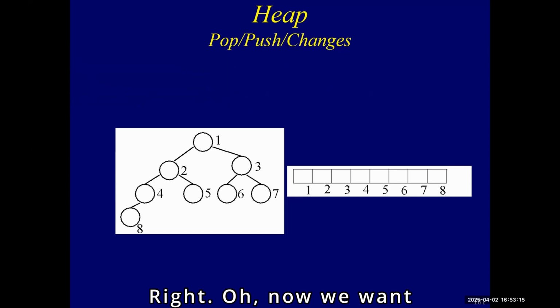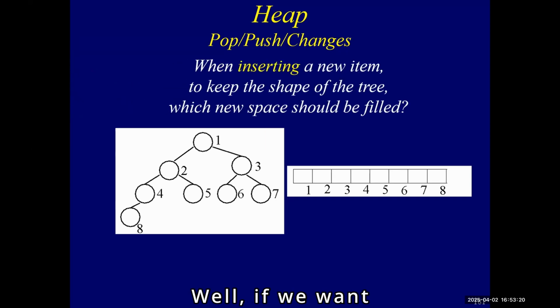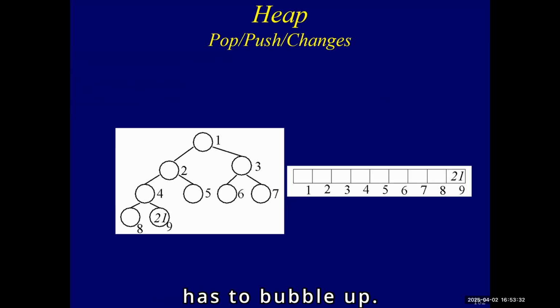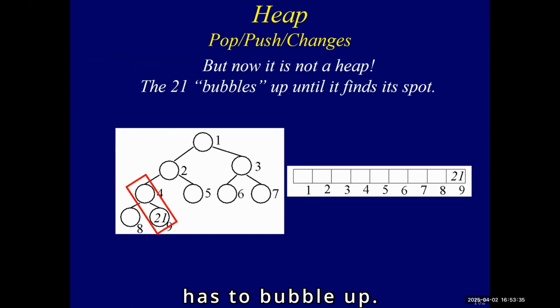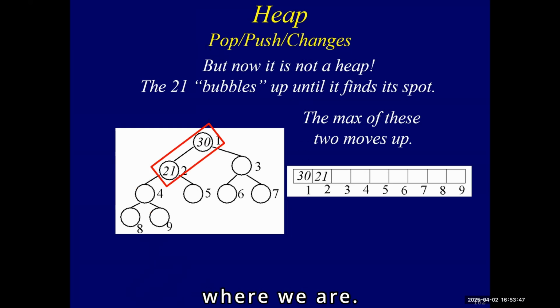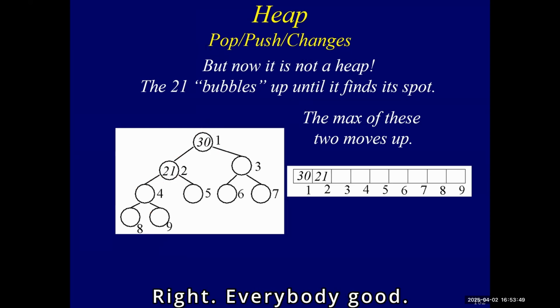Right? Now we want to insert somebody, right? How do we insert him? Well, if we want to keep the right shape, we put him there, right? It was of length 8, now it's of length 9. And now the 21 has to bubble up, right? To bubble up, we compare it just to its parent. And we swap, right? And then we swap, and then we're happy where we are, so we stay there. Right? Everybody good?